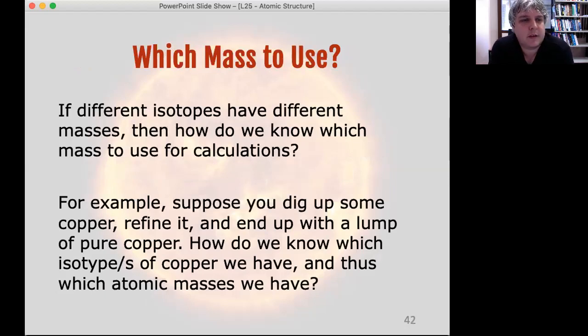So which mass do we use then? If different isotopes have different masses, how do we know which one to use if we're doing a calculation? For example, suppose you dig up some copper, you refine it, and you end up with a lump of pure copper. So you've taken every other element out, you've got only copper, but you don't know what the isotope is. How do we know which isotopes there are and how much of each, and thus what the atomic masses are that we have? How do we know any of that?